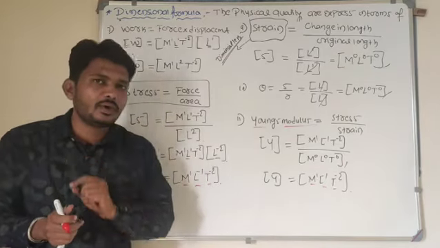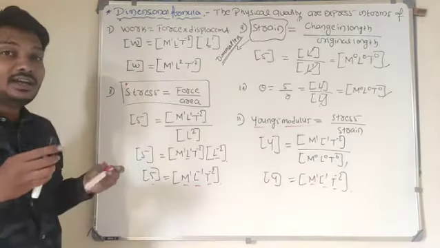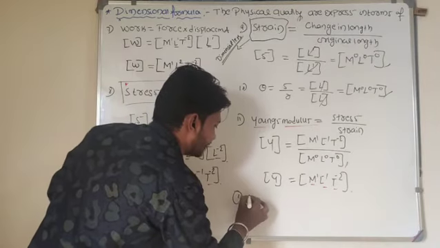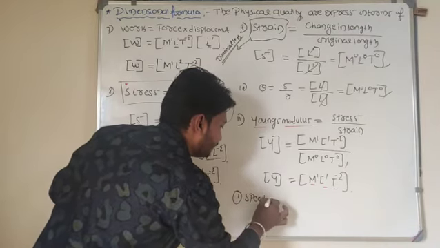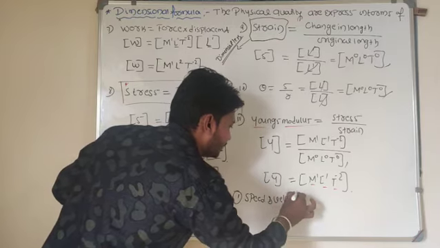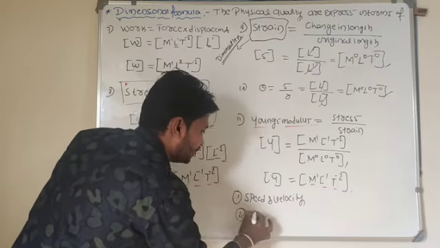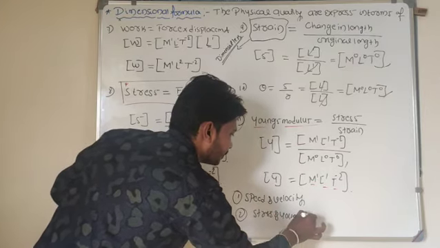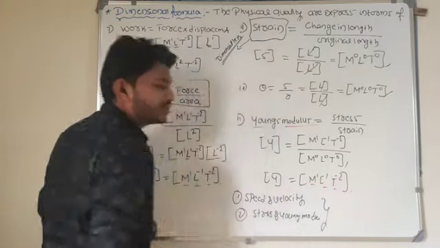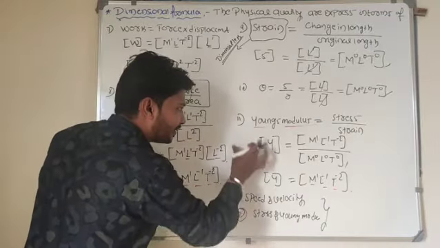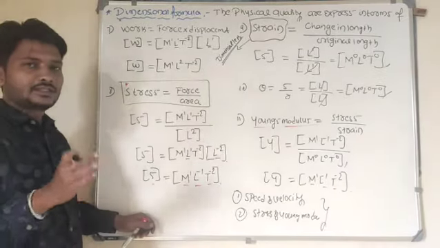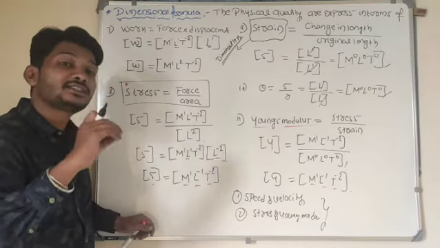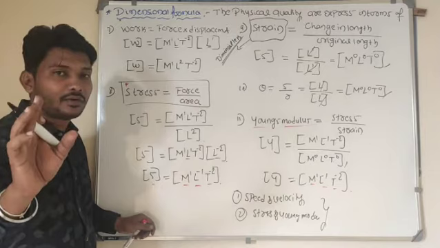Can anybody give one more example for this? For example, speed and velocity have the same dimensional formula. That is another set: speed and velocity have the same dimensional formula, and stress and Young's modulus have the same dimensional formula. Search for some more examples of such physical quantities. Two physical quantities must have the same dimensional formula. Collect such physical quantities. That is an assignment for you.